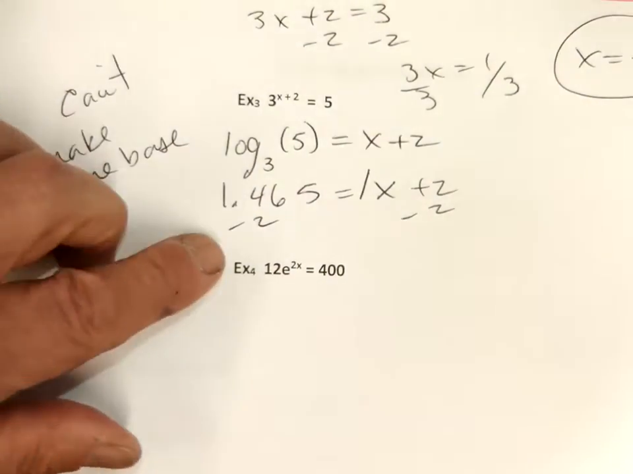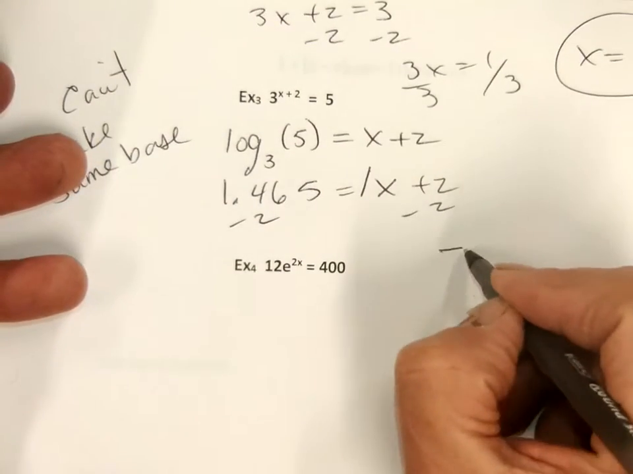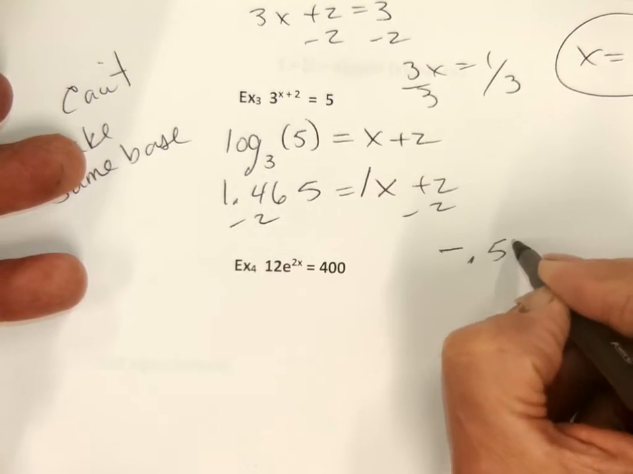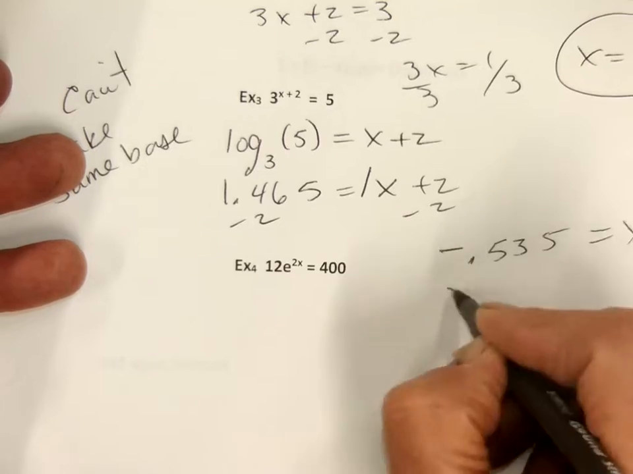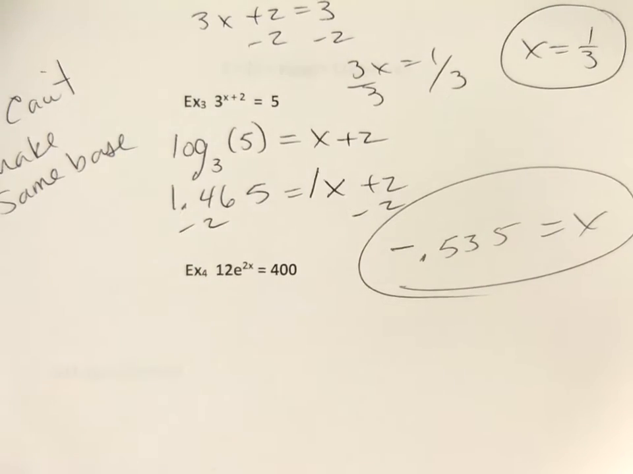Yeah, I've got my calculator. So I can just do that. Minus 2. How about a negative 0.535 is equal to x, okay? So that wasn't too bad. We just had to change it to a log form, okay? And use our calculator. How am I doing? Thumbs up? Does that make sense? Right?